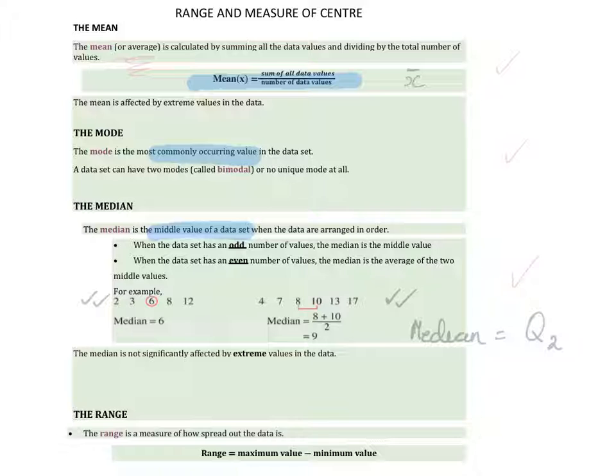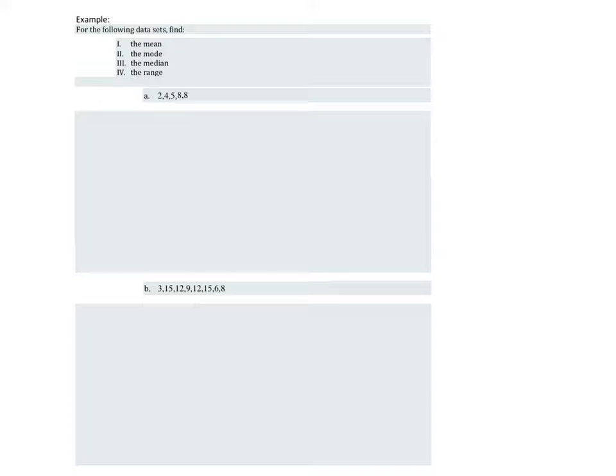The other thing that we talk about when we're talking about our data, other than the measure of centre, is the spread of the data. One way to talk about the spread is the range. The range is the spread of the data from the smallest value to the largest value. So in order to work out the range, which is one value, we say the biggest value, take away the smallest value. This example is asking us to find the mean, the mode, the median, and the range.